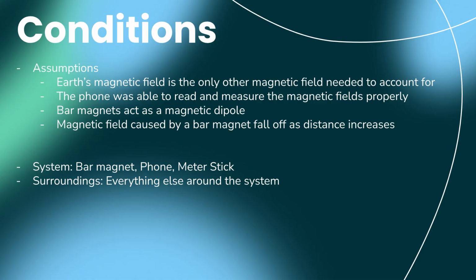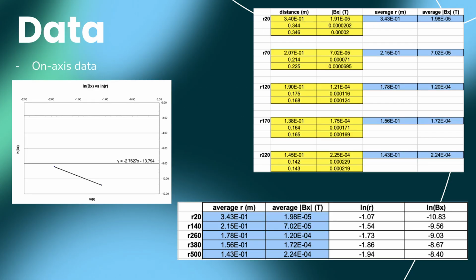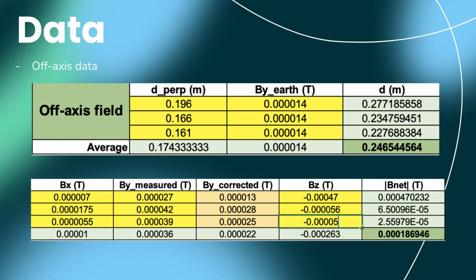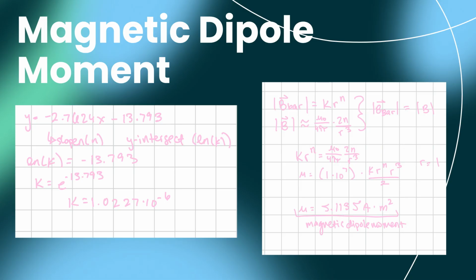And then our surroundings was everything else around the system, which includes the table, anything on the table, sometimes the floor. For our on-axis data, we measured when the x-component was at 20, 70, 120, 170, and 220, where we would record the distance and then the magnetic field at that area. And then for our graph, we ended up getting our slope equation, y is equal to negative 2.7627x minus 13.794.